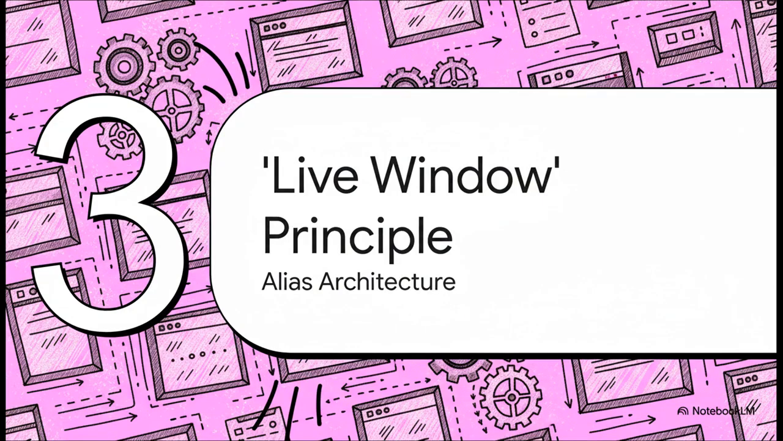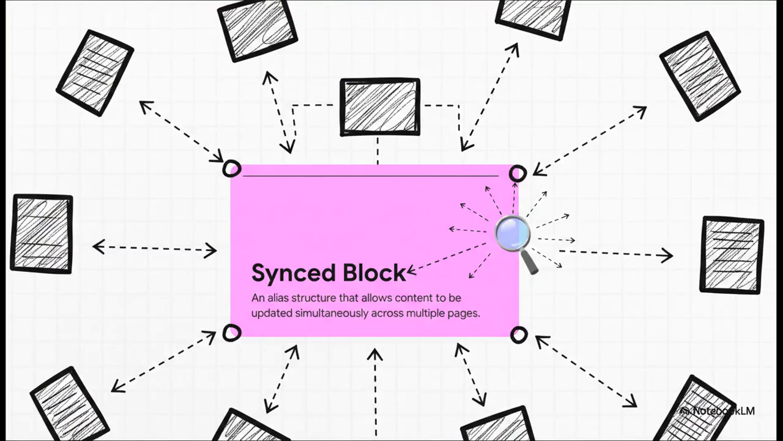So, how do we actually pull off this systematic approach? Well, the answer is baked right into a core piece of Notion's architecture. It's a principle that makes truly scalable design possible. I call it the live window principle. The tool that makes this all happen is the synced block. Now, the key phrase on this slide here is alias structure. This is so important. A synced block doesn't make copies of your stuff. It creates pointers, or aliases, that all refer back to that one single original block.